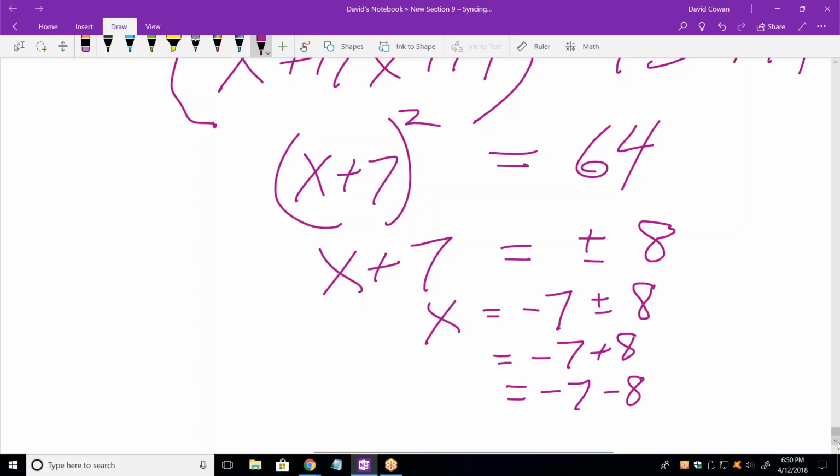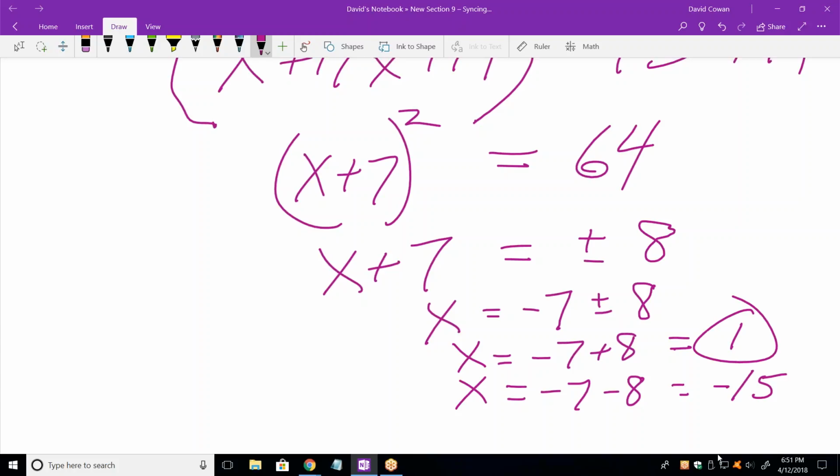Well, this solution is 1. This solution is minus 15. So there's my two solutions. x equals 1 and x equals minus 15. And if I plug that in, you can see where it's true. If x equals 1, I got 8 squared is 64. And if x equals minus 15, I got negative 8 squared equals 64, which is also true.